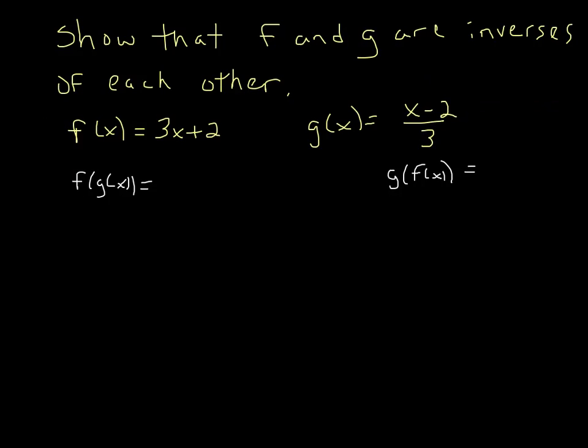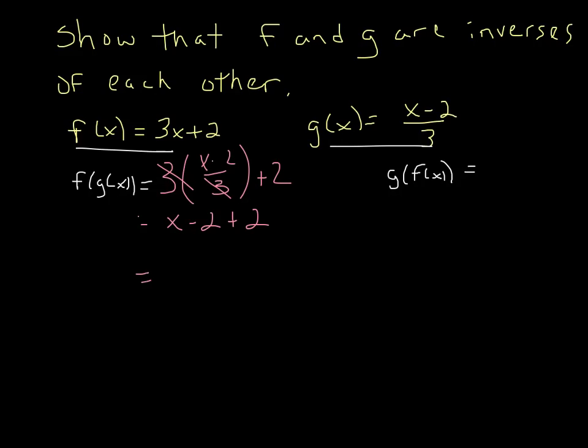Okay? So here we want to show that f of x and g of x are inverses of each other. So the first thing is to evaluate f of g of x, which means I'm going to be taking out the x in f and replacing it with the function g. And when I simplify, my 3's will divide out. I have x minus 2 plus 2, and it simplifies to just x. So f of g of x is equal to x.